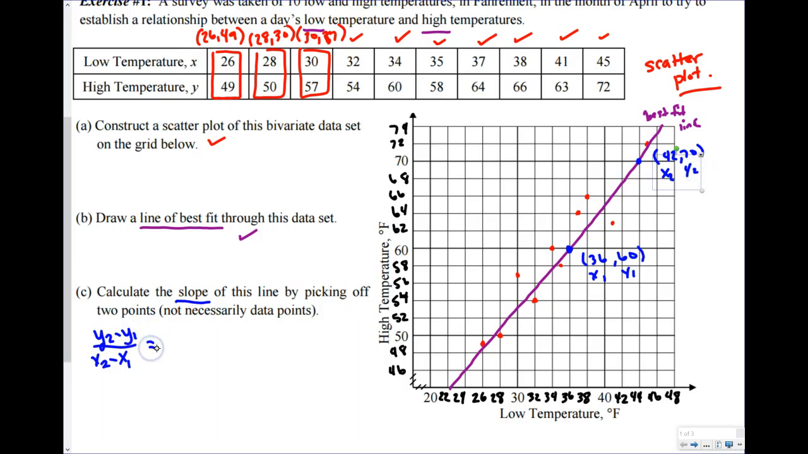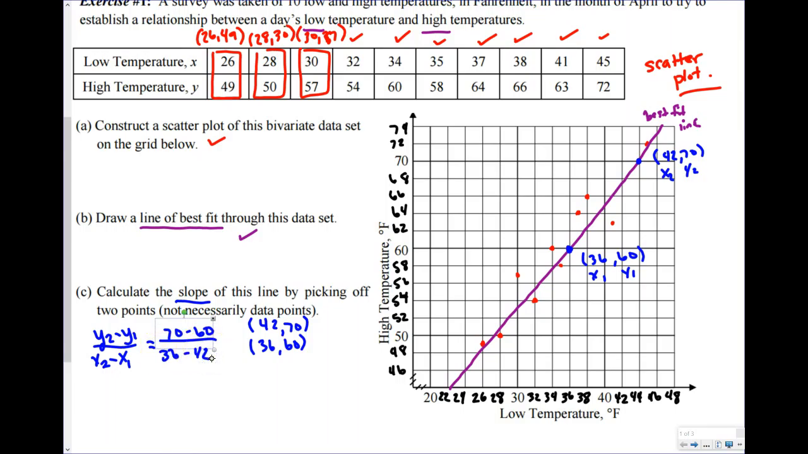So here are my 2 points. I'll write them a little nicer: 42, 70, and the point 36, 60. These are the 2 points that I drew on my line of best fit, and I'm going to calculate the slope. So I'm going to have 70 minus 60 over 36 minus 42.